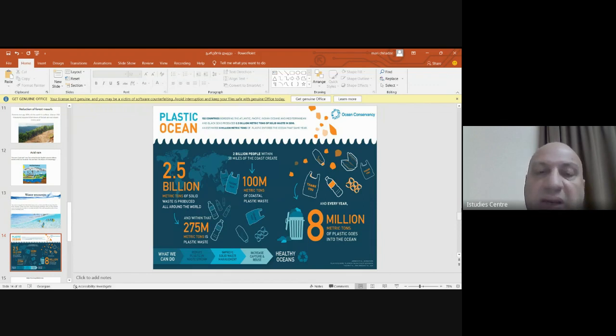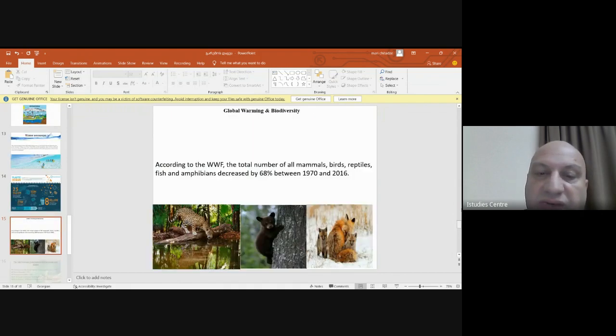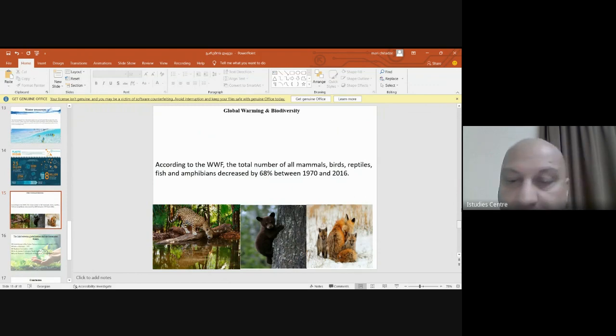We can see here our Arctic Ocean, and how, for example, each year about 2.5 billion metric tons of solid waste is produced all around the world. This affects water resources as a result of the modern socio-economic and political situation on our planet.